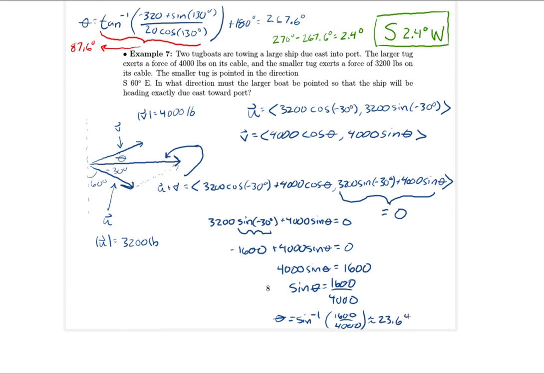degrees. Now just remember, you've got to make that some sort of a heading or a bearing. So I could say something like start due east and go 23.6 degrees to the north, right? Start due east and go 23.6 degrees to the north. Or you could subtract that from 90 and say, let's start north and go 66.4 degrees to the east. Either way would work.